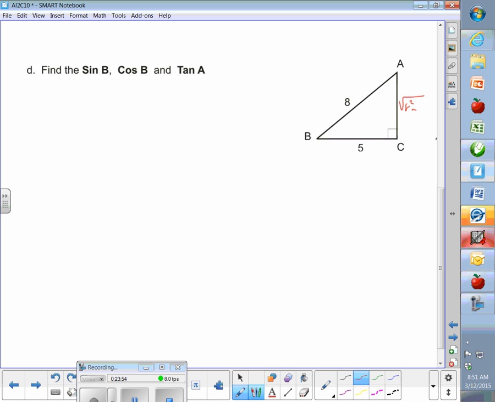Finding any leg, it's the square root of the hypotenuse squared minus the other leg squared. So we get 8 squared minus 5 squared. So you get 64 minus 25, which is what? 34? So we get the square root of 34. And we're going to leave it that way. Square root of 34. Just the way we got to leave it. Okay.